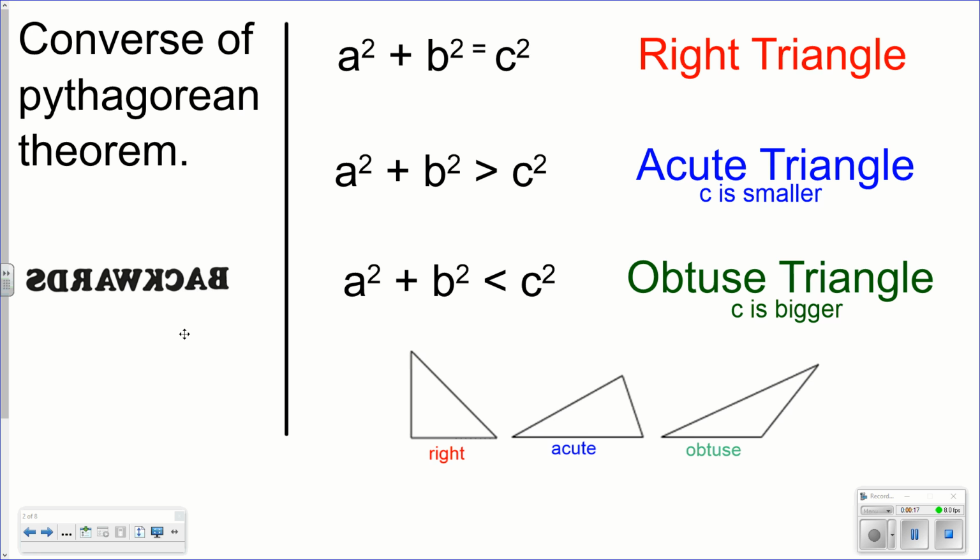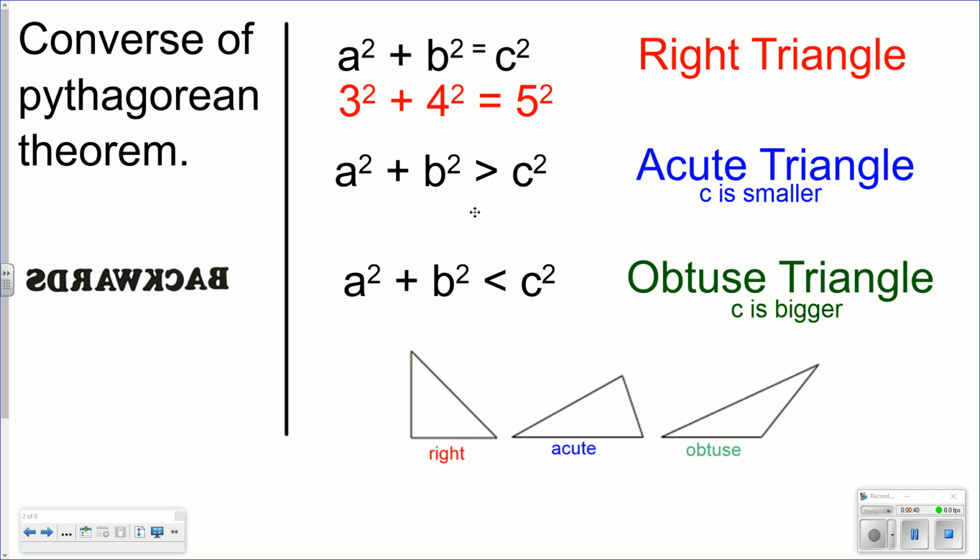So converse just means going backwards. We're working backwards. This time we have all the sides. We just want to know if it's a right triangle or not. So if I have the sides, we plug it in: a squared plus b squared equals c squared. And if it's a true statement, then it's a right triangle. So if I have 3 squared plus 4 squared equals 5 squared, that's 9 plus 16 equals 25.